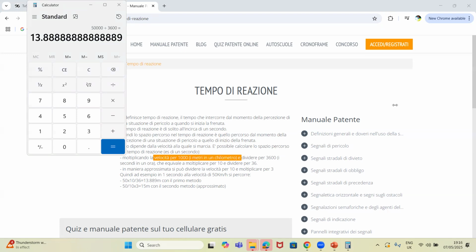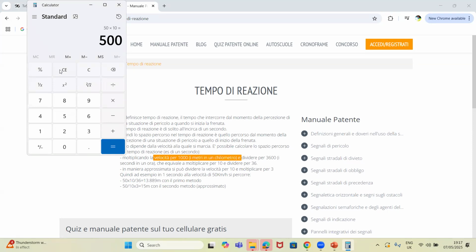Bring out your calculator. Now watch, let's do the second method. The speed now is 50 kilometers per hour. The second method goes like this: multiply that 50 by 10. If you do 50 times 10, what does it give you?